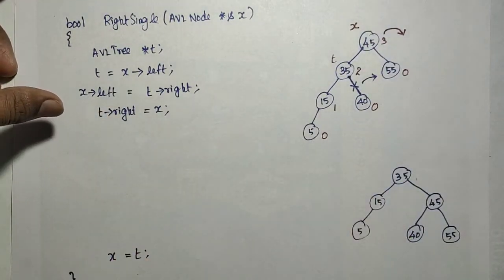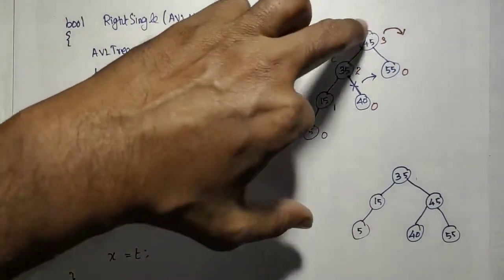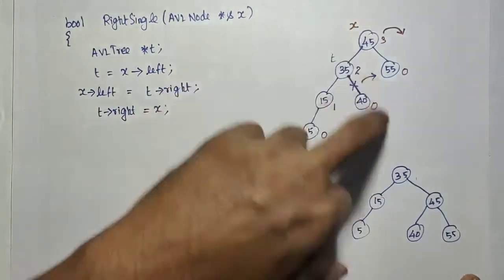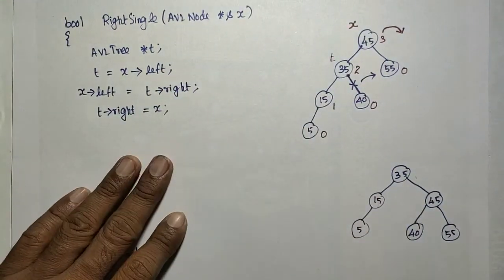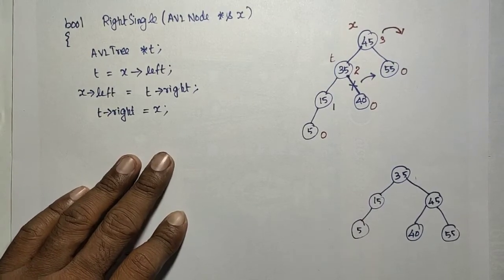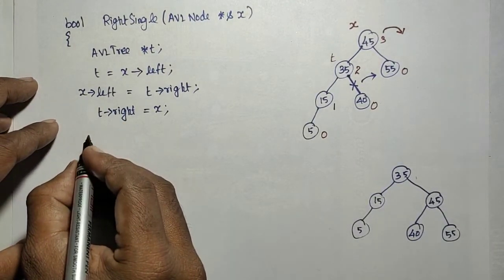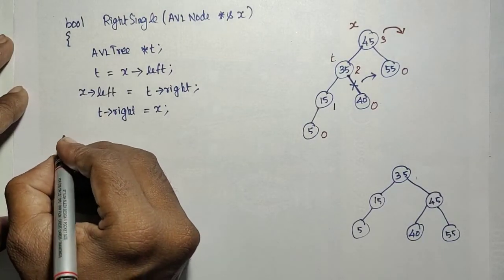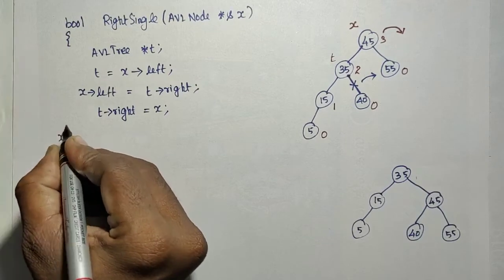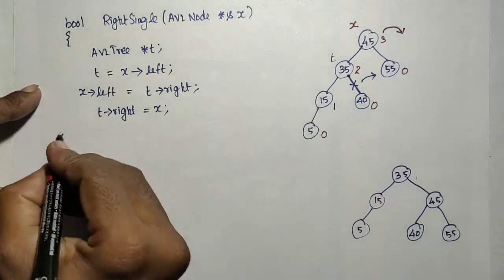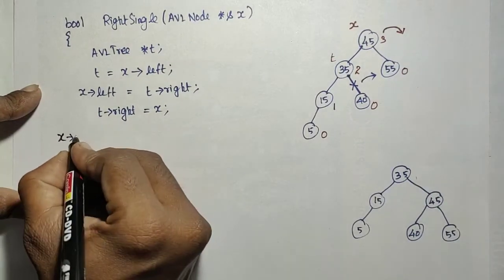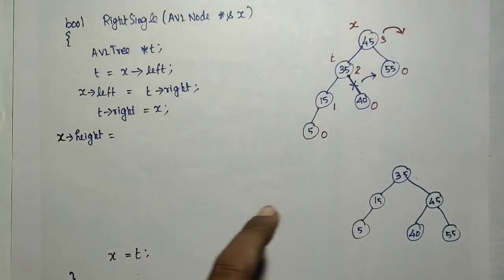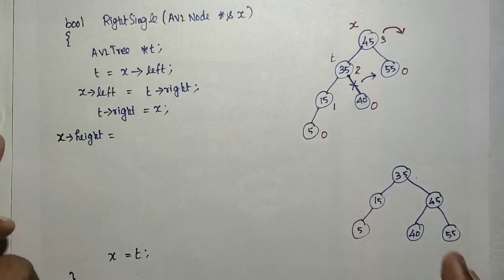Among x and t, which one has to be updated first? X only comes down, it goes one level down. So I have to update the height of the x first. x height equal to the maximum between x of left height.